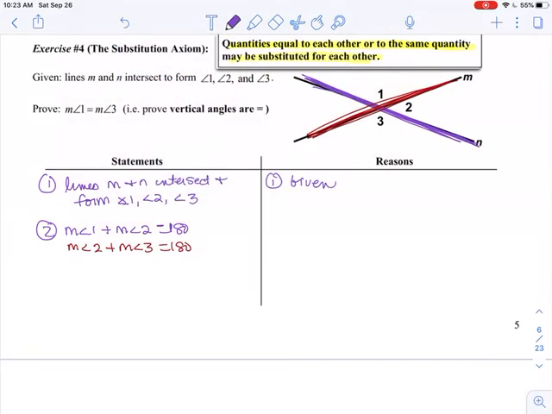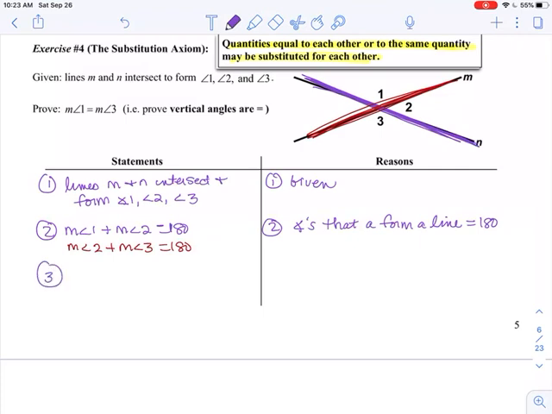Now the reason that you know that is that angles that form a line equal 180. And these reasons don't have to be word for word as long as they're conveying the same message. There are different words that can be used. If you leave out one word, it doesn't mean that you have it wrong. So angles that form a line equal 180.